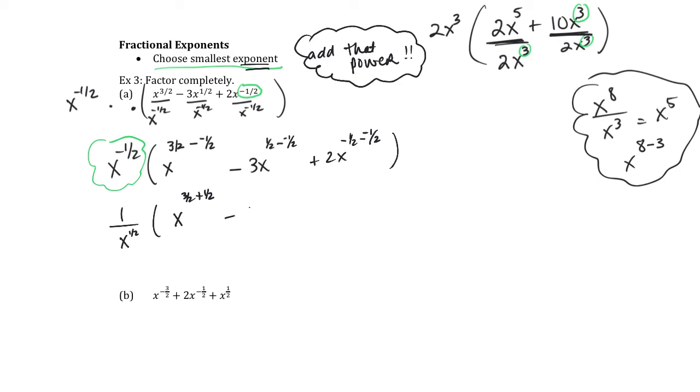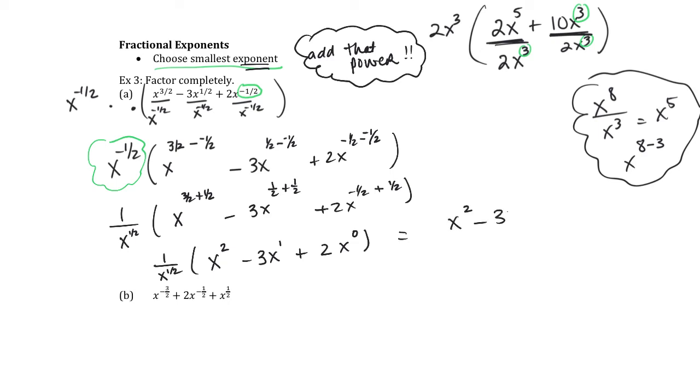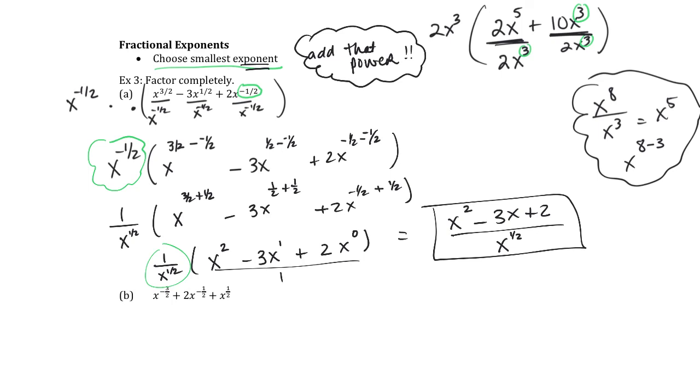Okay, so let's see what we have here. 3x to the 1/2 minus a negative is plus 2x to the negative 1/2, minus a negative is plus. We're really close. x to the 1/2 times, this would be 3/2 plus a half, so that's 4/2. That simplifies to x squared. Minus 3, 1/2 plus 1/2 is 1, so x to the 1. Plus 2, negative 1/2 plus 1/2 is 0. So this becomes x squared minus 3x plus 2 times 1. x to the 0 is just 1. And now I can take that x to the 1/2 that was out here and just multiply straight across. This is all over 1, so that would be in the denominator. Okay, there we go.